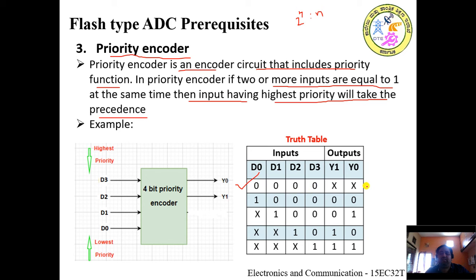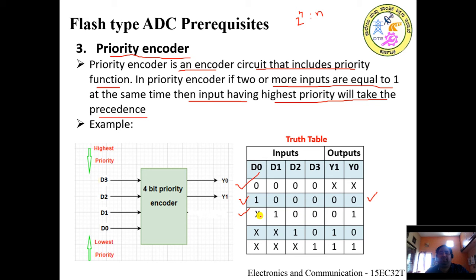In such cases, the output can be neglected. In the second case, you can see the D0 bit is 1, whereas D1, D2 and D3 are zeros. Now, since D0 itself has the highest priority, as per the D0 bit, the encoded output would be produced as 00. Similarly, in the third combination, D1 bit is 1, whereas D2 and D3 are zeros.